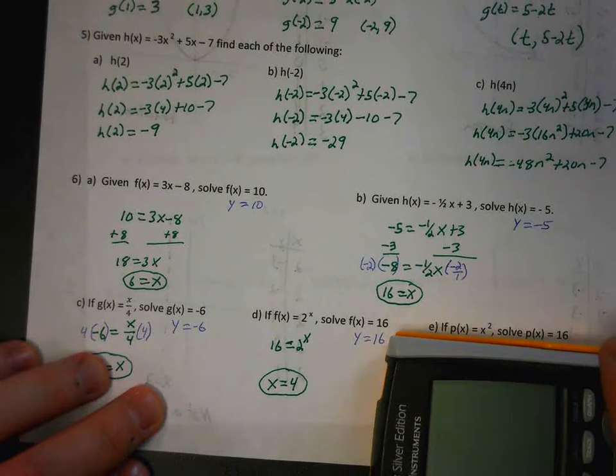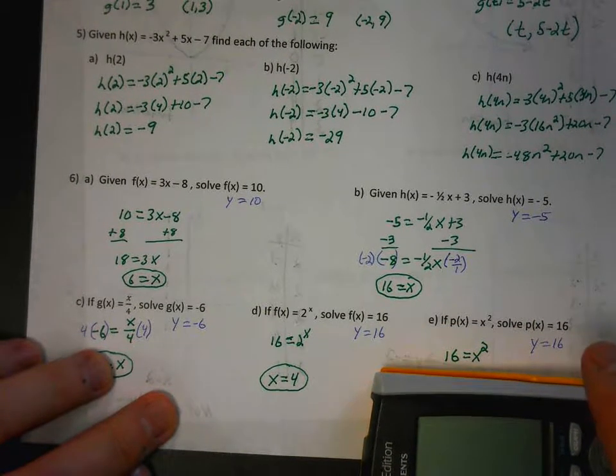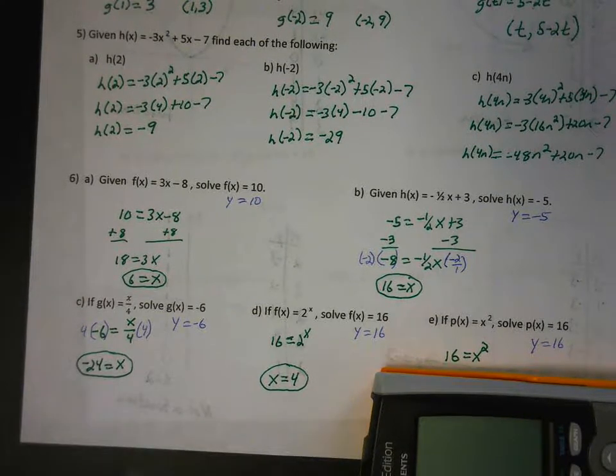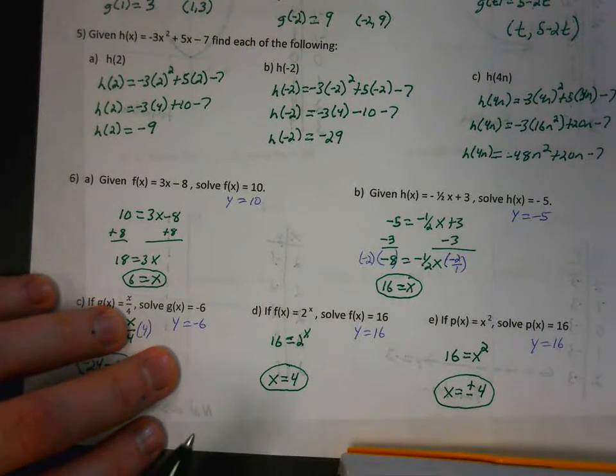And then the last one, part E, solve p of x equals x squared if p of x equals 16. So again, p of x, right here, is a fancy way of saying y equals 16. So 16 equals x squared. Now when you square a number, it means you multiply that number by itself. So you need to think about what number or numbers can you multiply by itself to get 16. Well, most people would recognize 4, because 4 times 4 gives you 16. But also, if you square negative 4, negative 4 times negative 4 will also give you positive 16. So that one actually gives you 2 different answers.